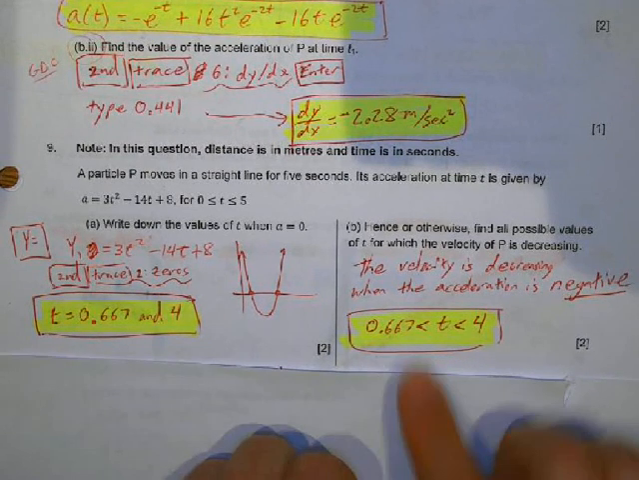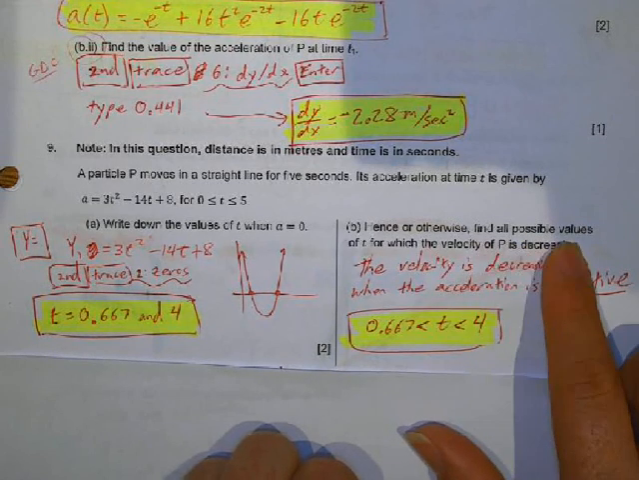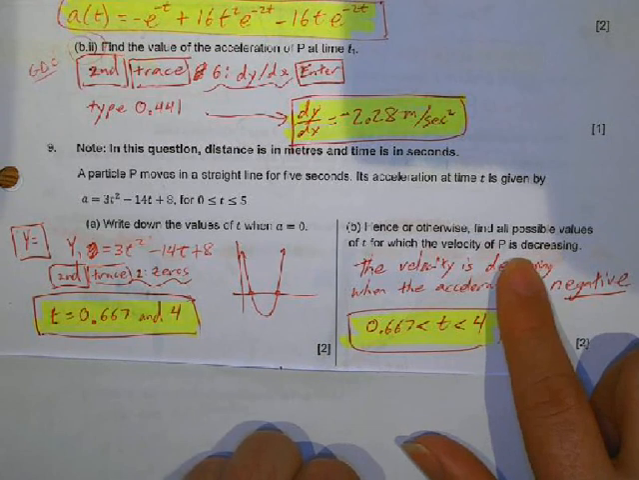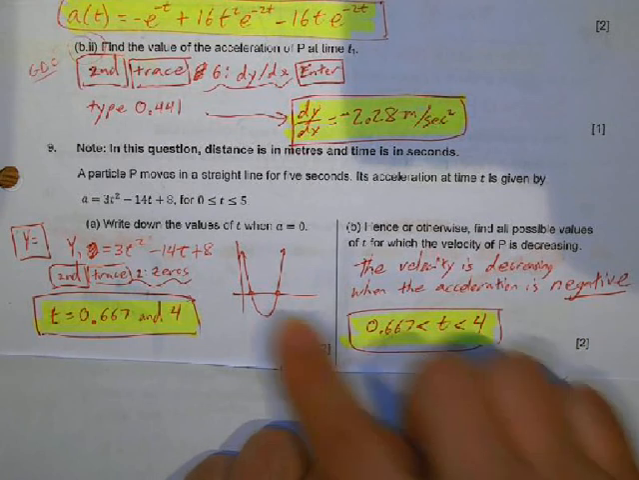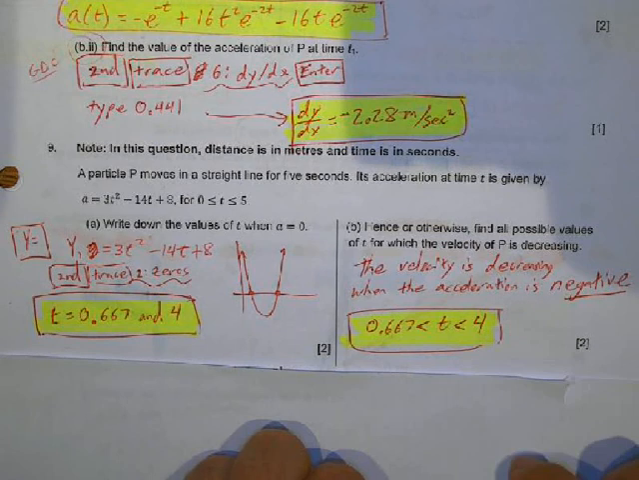Hence, or otherwise, find the possible values for t when the velocity of p is decreasing. So the velocity of p is decreasing when we are below the x-axis of the acceleration graph.